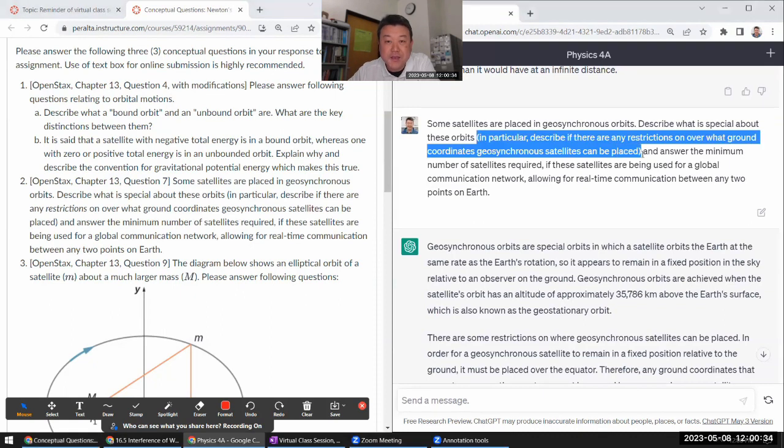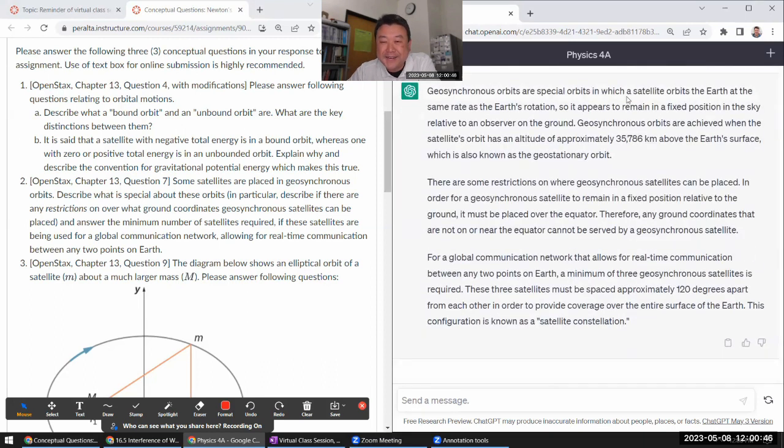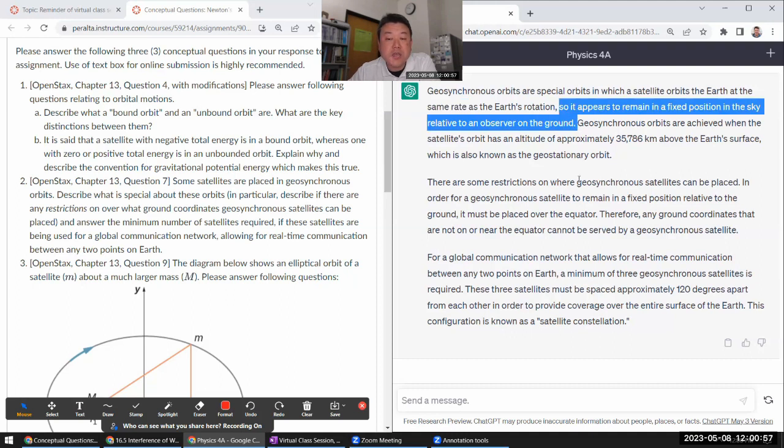There is no restriction if it's geostationary, then yes. But when it's geosynchronous, no. Answer: the minimum number of satellites required for a global community, three, I think. Let's see. The satellite orbits at the same rate. Yeah, that's the only requirement. Fixed, so it appears fixed. So this is geostationary.